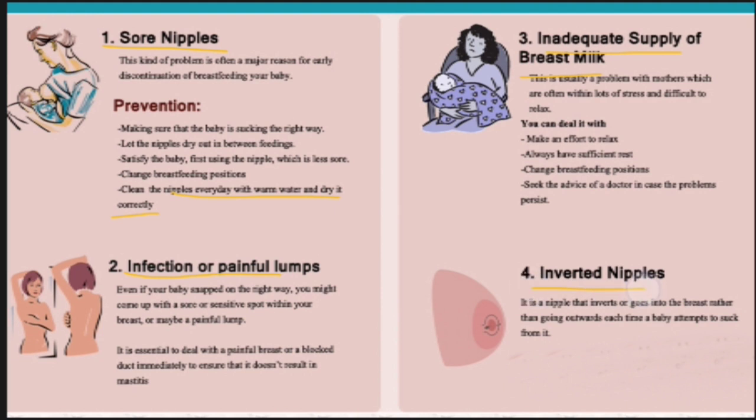And next, inverted nipple. Here the tip of the nipple is actually inside. Generally, while feeding, the nipple has to come out, but in some conditions, some complications or infections, it doesn't come out. This is inverted nipple. In this condition, you need to visit the doctor.